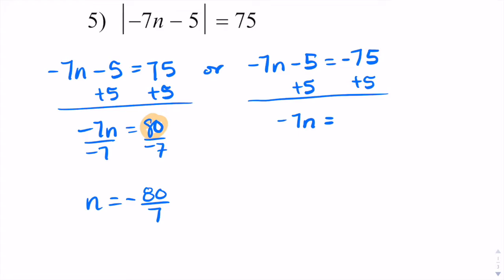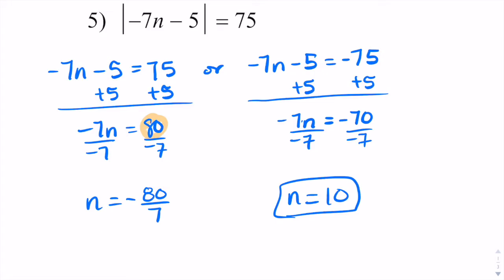So now moving on, negative 75 plus 5 is equal to negative 70. Now the inverse operation of multiplying is to divide. So we're going to divide by negative 7, and n is going to equal positive 10. So those are the two possible values we could substitute into this expression.